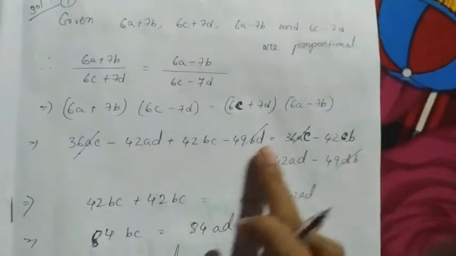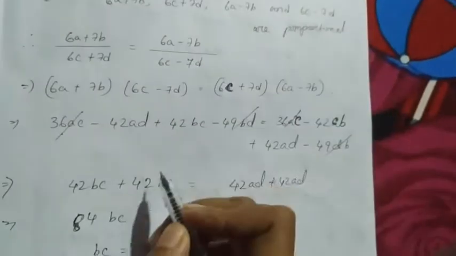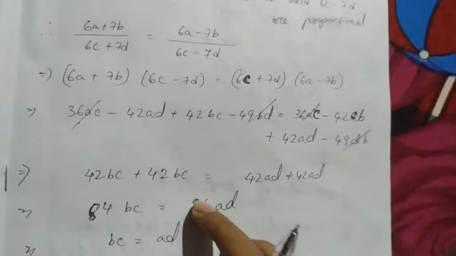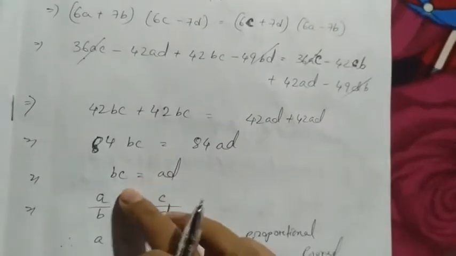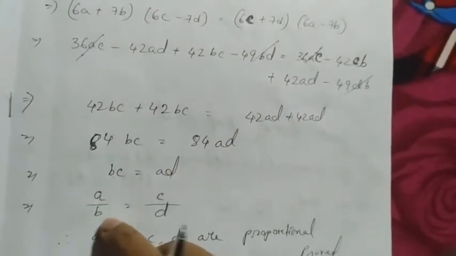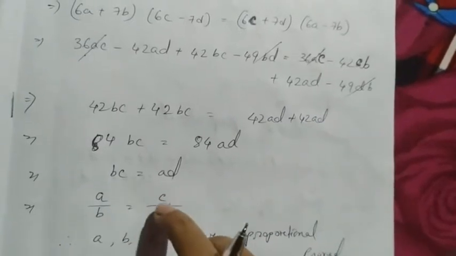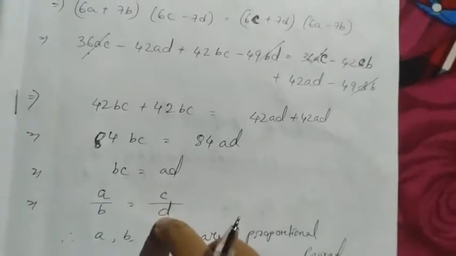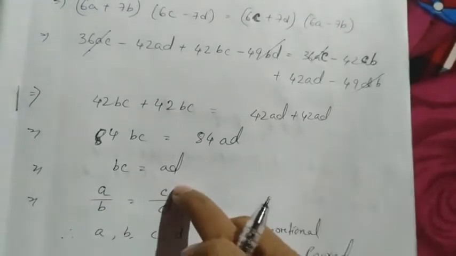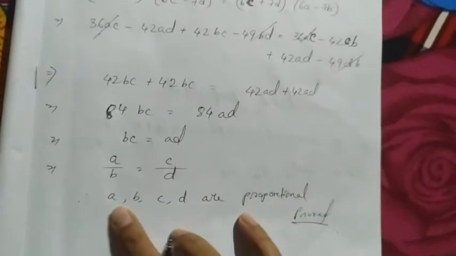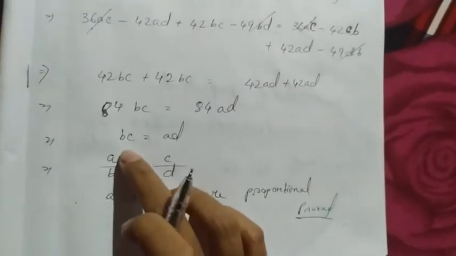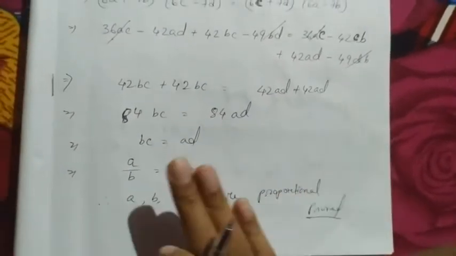Now just cross multiply and simplify it. You will get the value like this. You will get 84 BC equals 84 AD. So 84 gets cancelled out, BC equals AD. So can I write A by B equals C by D? Because if I cross multiply, BC will equal AD. So I can write it like A by B equals C by D. That means A, B, C, D are in proportion. If A, B, C, D are in proportion, we can write A by B equals C by D. So this is proved.